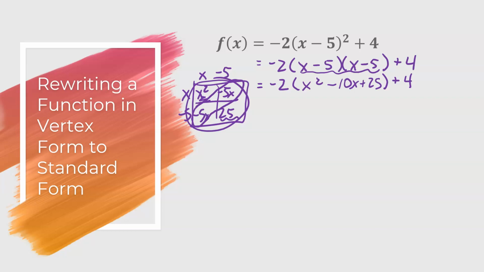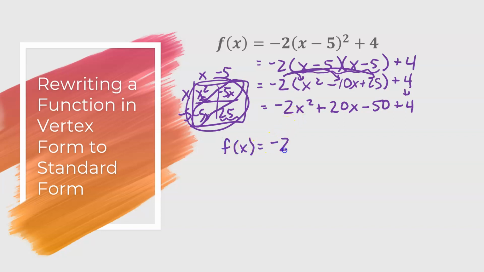Once I get rid of the binomial times binomial, now I have to do my distribution. -2 times x squared is -2x squared. Negative times a negative is positive, so -2 times -10 is positive 20x, and -2 times 25 is minus 50. Now remember, this plus 4 is not in the parentheses, so I just bring that down. I do not multiply the plus 4 by the -2 because it's not in the parentheses. My last step is to make sure I combine like terms. So I have the -2x squared plus 20x, but now I have a -50 plus 4, which is -46. This is my final answer.